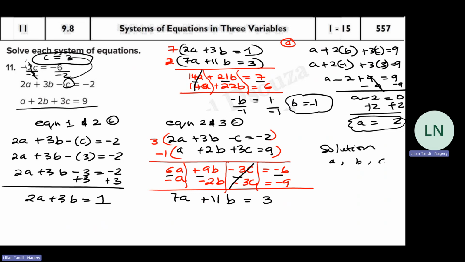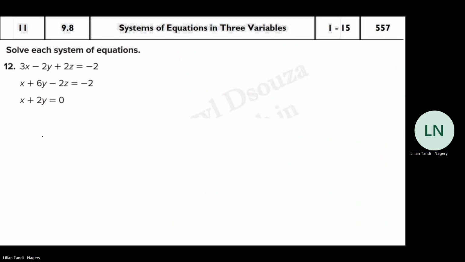A, B, C. A is 2, B is negative 1, and C is 3. And you box your answer. Okay? All right, we move on. Equation 1 and 2. Equation 2 and 3.